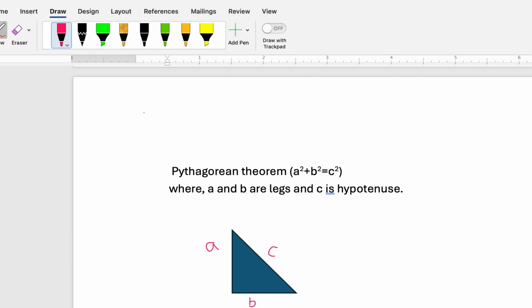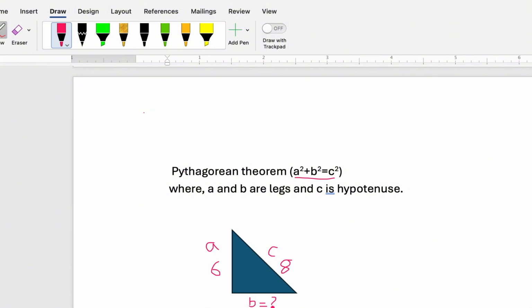If we are trying to find the missing sides in this right angle triangle, we have to use the Pythagorean theorem. So for example, a triangle is given, and I know this side length is 6, and I also know the hypotenuse, let's say it's 8. Then I need to find my B. What's the value of B?